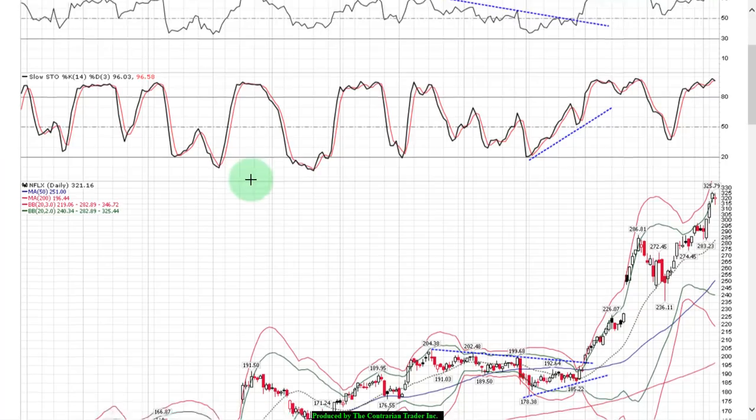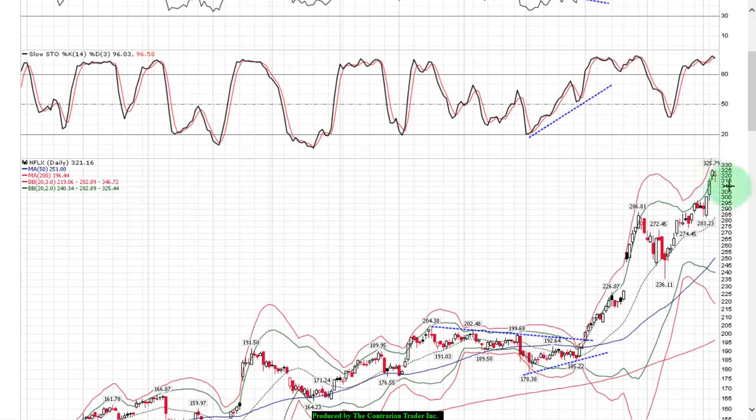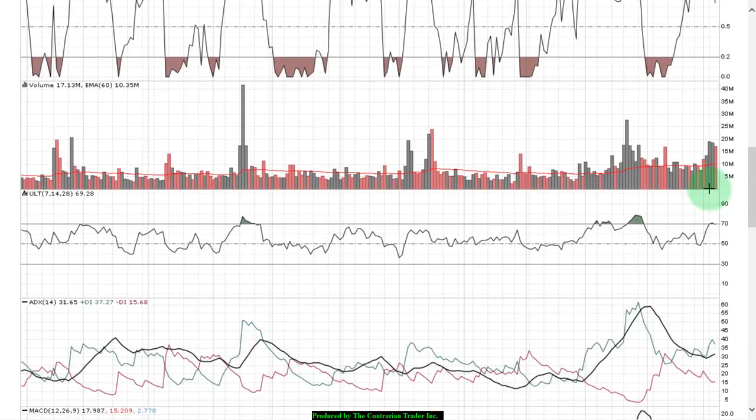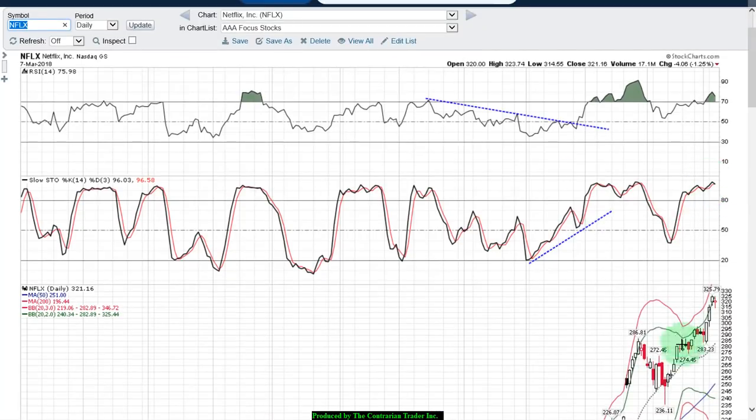Daily chart, we pulled back yesterday. I think that it's the pause that refreshes. The path of least resistance remains higher. Volume was big yesterday, so I would buy the breakout.